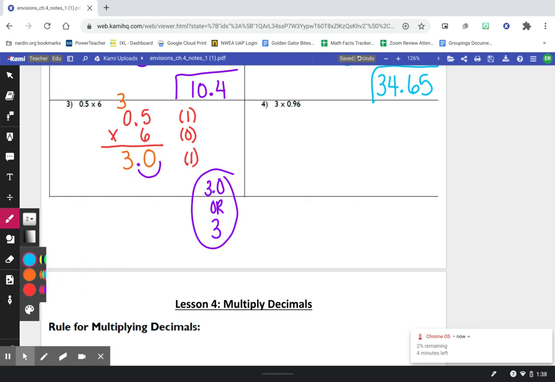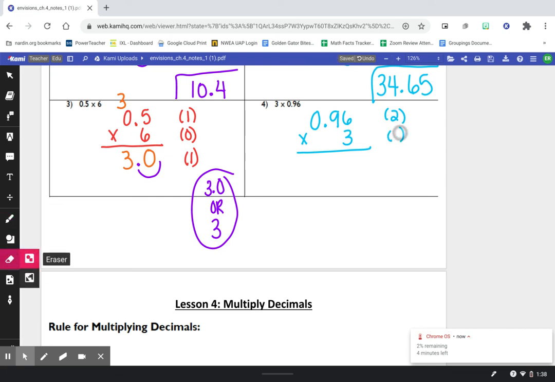And then last, we have 0.96 times 3. There are 2 decimals in that first number. 0 in the second one. So my answer should have 2. And now we can multiply.